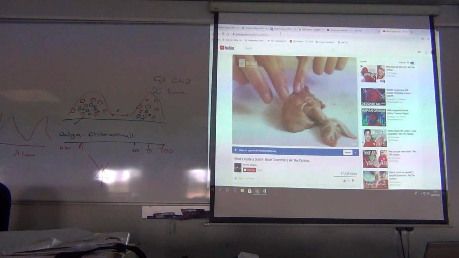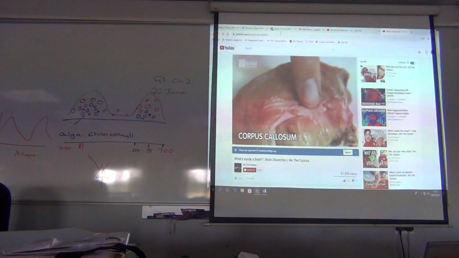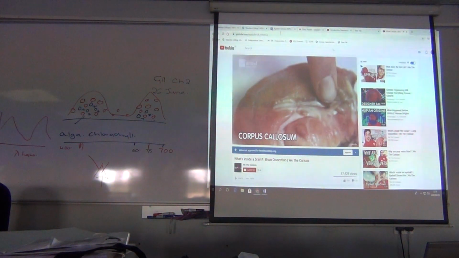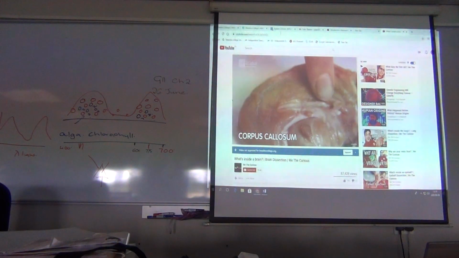So this one's already been cut in half. The corpus callosum is this little structure that we can see in here. That's connecting the 2 hemispheres of our brain so that they can communicate.